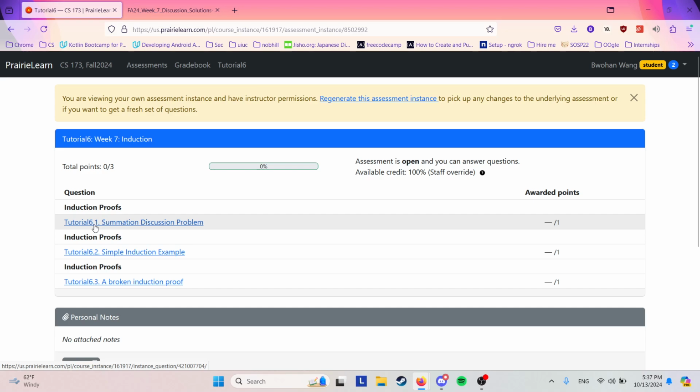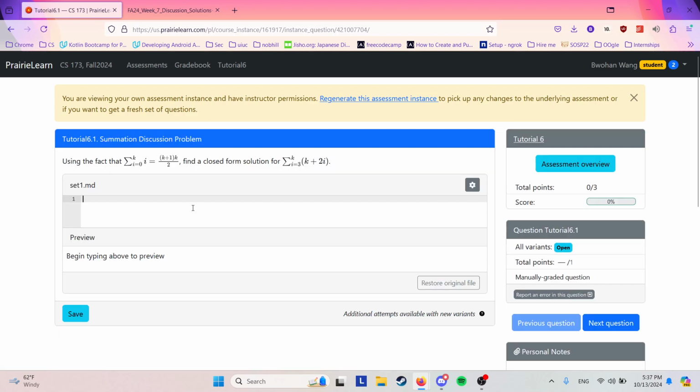Today we'll be going over tutorial 6, which covers induction and summation. For the first problem, we're given a formula to find the sum of the first n numbers, and we wish to find a closed form solution for the sum from i equals 3 to k of k plus 2i. First, we can split the summation into two separate summations, one involving this k term and one involving the 2i, because addition is commutative and associative.